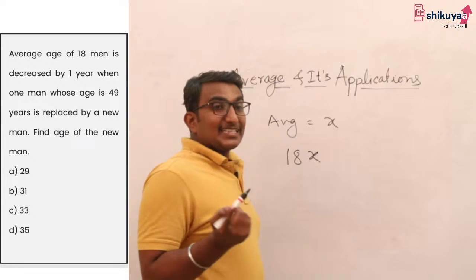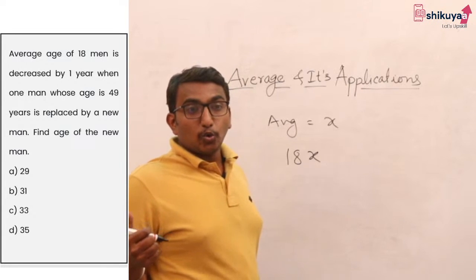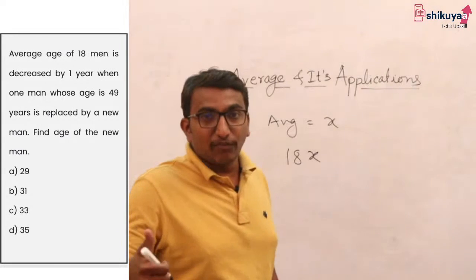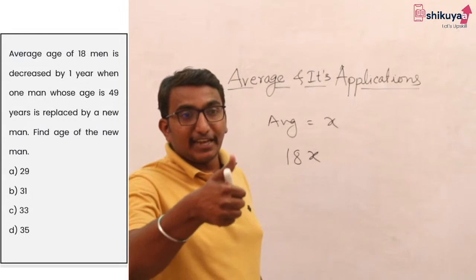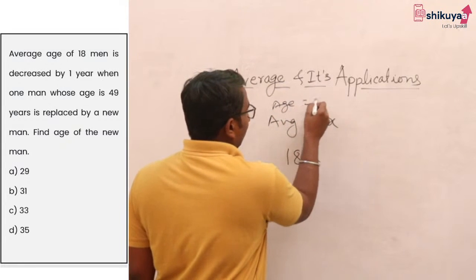Okay, it is replaced by another man whose age is, we don't know. We have to again find the age of the new man. So let us assume the age of that new man to be k.